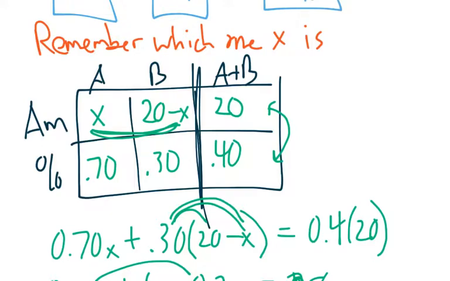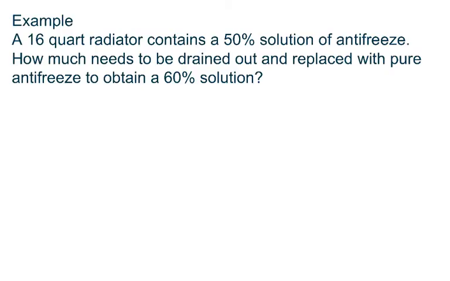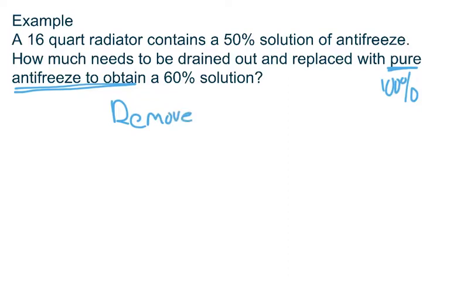Now let's take a look at another example. A 16-quart radiator contains a 50% solution of antifreeze. How much needs to be drained out and replaced with pure antifreeze to obtain a 60% solution? All right, so we have a little bit of reading that we need to do. Pure, so we have to remember that means 100%. And what we have is a remove and replace problem.